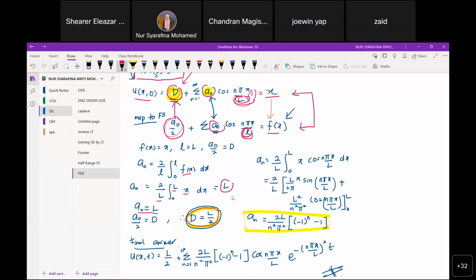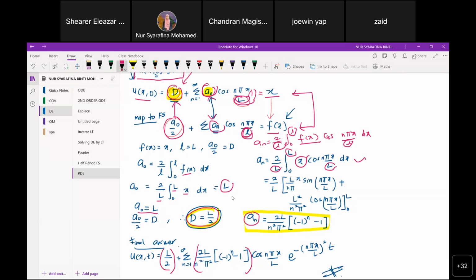Okay, and then a_n. From the Fourier cosine series, a_n is given by 2 over L integrate from 0 to L of f(x) cos(n pi x over L) dx. Here L is L and f(x) is x. By integration by parts or tabular method, integrating this will give you a_n. Once you obtain this a_n, just substitute it here. Then this is your a_n, and this is your a naught over 2.